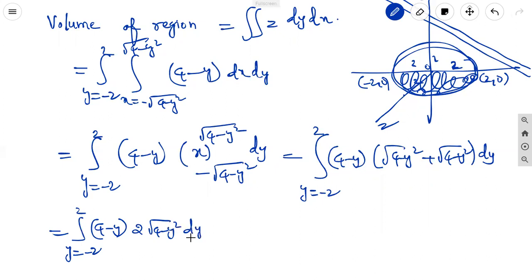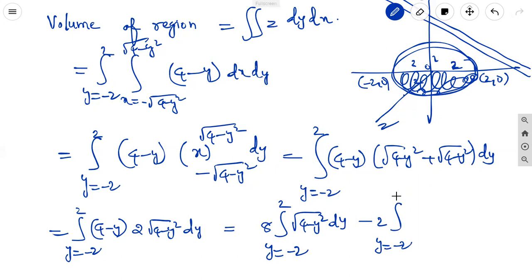into dy. Here we can write it as 4 twos are 8, the integral from y equals minus 2 to 2 of the square root of 4 minus y squared dy, minus 2 times the integral from y equals minus 2 to 2 of the square root of 4 minus y squared times y dy.